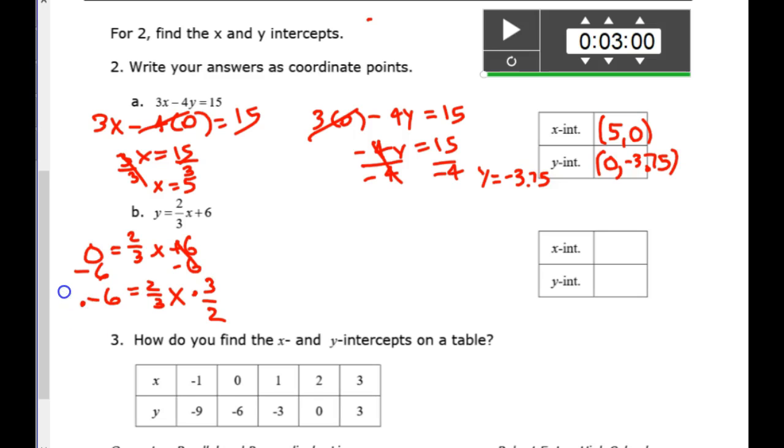So both sides times 3/2, fractions cancel. 3/2 times negative 6 is negative 9. You can use your calculator if you were not sure on that one. So negative 9, comma 0. And then for the y-intercept, for the y-intercept, we again plug in 0 for x.